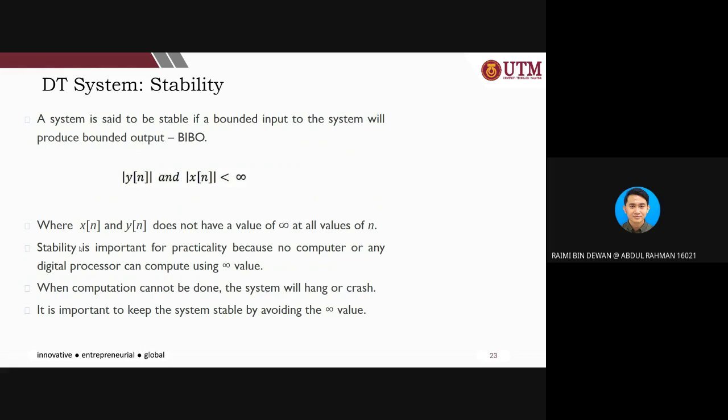So stability is important for practical systems because no computer or any digital processor can compute infinity values. When computation cannot be done, the system will hang or crash, so it is important to keep the system stable by avoiding these infinity values.